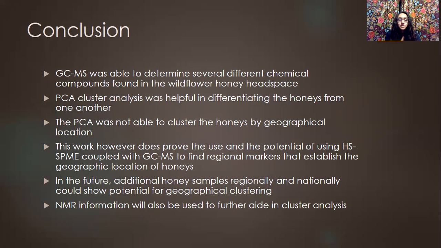So from this, we were able to conclude that the gas chromatography mass spectrometry was successful in being able to detect and identify different chemical compounds that make up the wildflower honey headspace, and that the PCA clustering was able to differentiate each honey from one another. However, the PCA did not successfully cluster each honey by region. Even so, this works to show the potential for using headspace solid phase microextraction coupled with gas chromatography mass spectrometry to identify regional chemical markers to establish location of each honey.